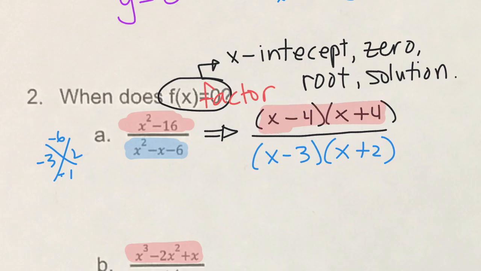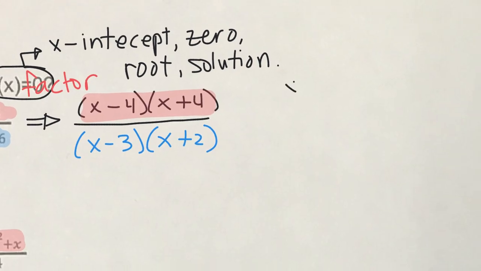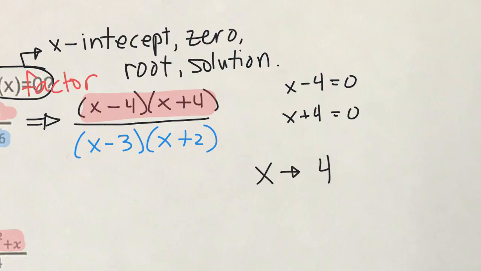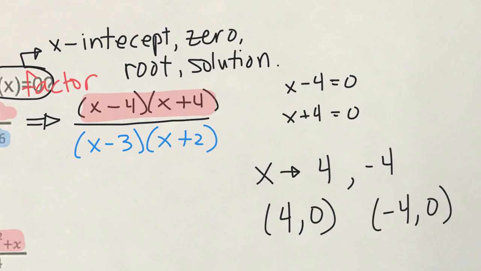We're going to solve both of these equations, so we set them both equal to 0: x minus 4 equals 0, and x plus 4 equals 0. You set each of your factors equal to 0. So this has an x-intercept or a root at positive 4 and at negative 4. As a coordinate, that would be (4, 0) and (negative 4, 0) if the question is asking you for the x-intercept. But it's just asking when is x equal to 0 or when is y equal to 0, so that is going to be a sufficient answer.